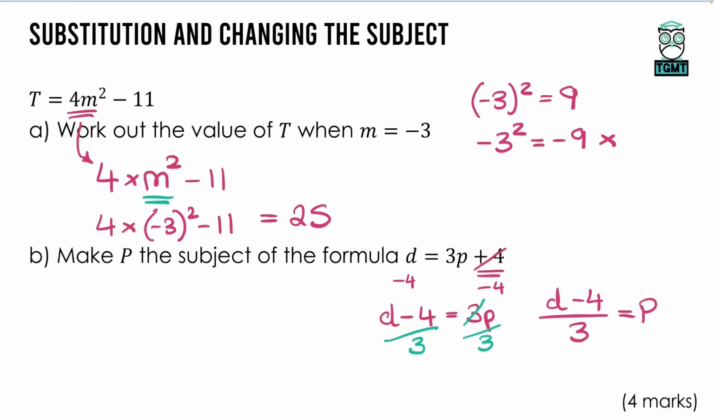P is now on its own. It doesn't matter whether P, or the subject that you're looking for, is on the left or the right of the equal sign. It's now on its own. Typically on a dotted line, it might say P equals and then give you the dotted line. And then in that situation, we would just write d minus 4 over 3 and just swap those pieces over.